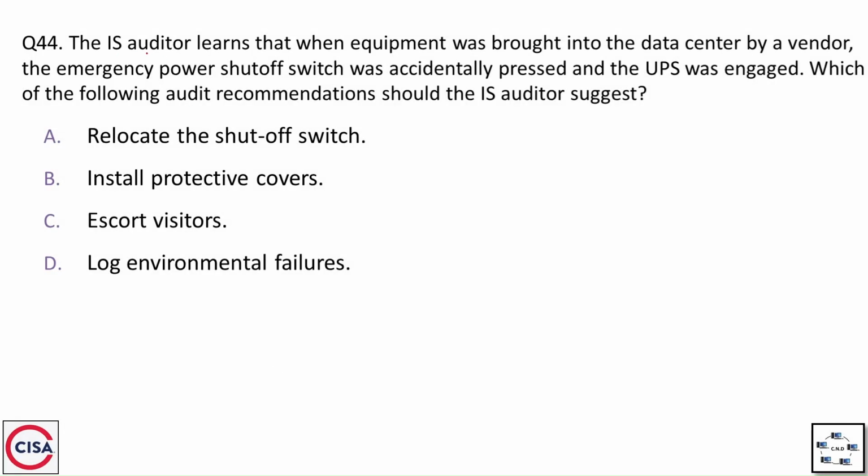Question number 44. The IS auditor learns that when equipment was brought into the data center by a vendor, the emergency power shutoff switch was accidentally pressed and the UPS was engaged. Which of the following audit recommendations should the IS auditor suggest? And the options are option A, relocate the shutoff switch. Option B, install protective covers. Option C, escort visitors. And option D, log environmental failures. And the correct option is option B, install protective covers.